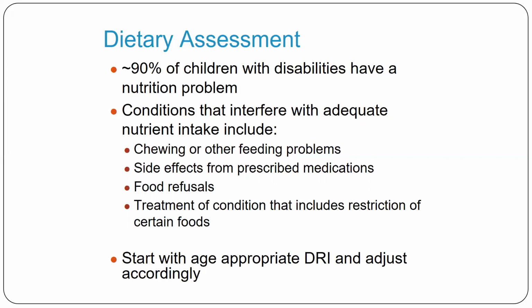In terms of our nutrition recommendations, we don't have specific DRIs, dietary recommended intakes, for every single special health care need. Remember that the DRIs and the dietary guidelines are meant for a generally healthy population, but we have to use that as a starting point. So we start with the appropriate DRI and we adjust accordingly depending on the special need.